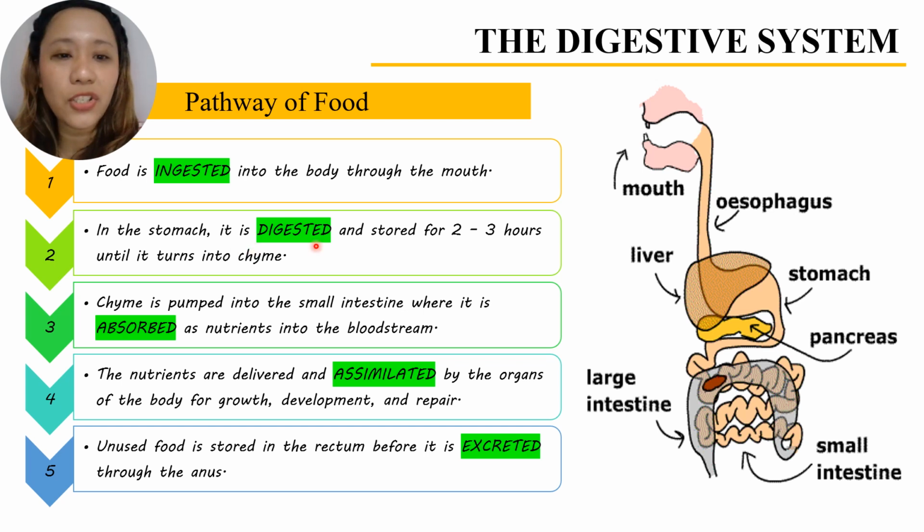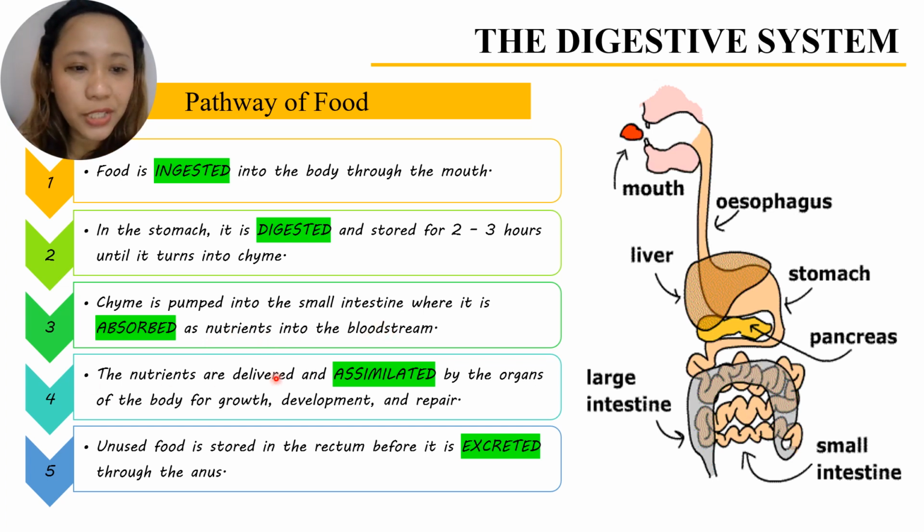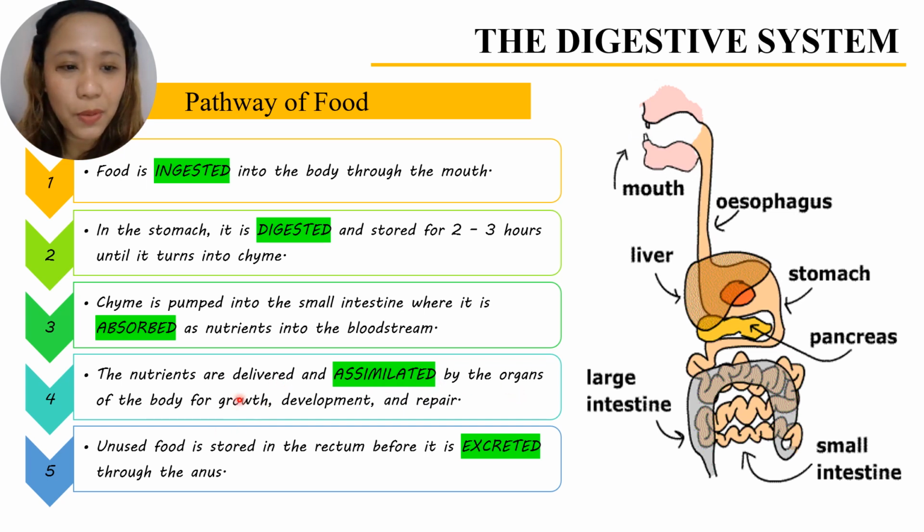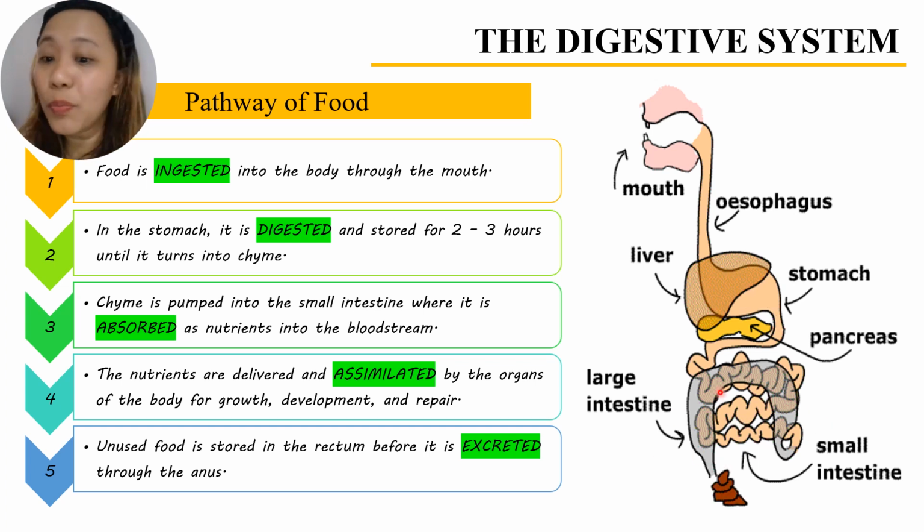In the stomach, it is digested and stored for 2 to 3 hours until it turns into chyme. Diri siya nagastay for 2 to 3 hours until it becomes chyme and goes into our small intestine. Chyme is pumped into the small intestine where it is absorbed as nutrients into the bloodstream. Then the nutrients are delivered and assimilated by the organs of the body for growth, development, and repair. Now, once ma-absorb na ang nutrients sa aton nga small intestine pakadto sa bloodstream, gamiton na sila sang organs of the body. Ang sobra nga food makadto sa aton nga large intestine.